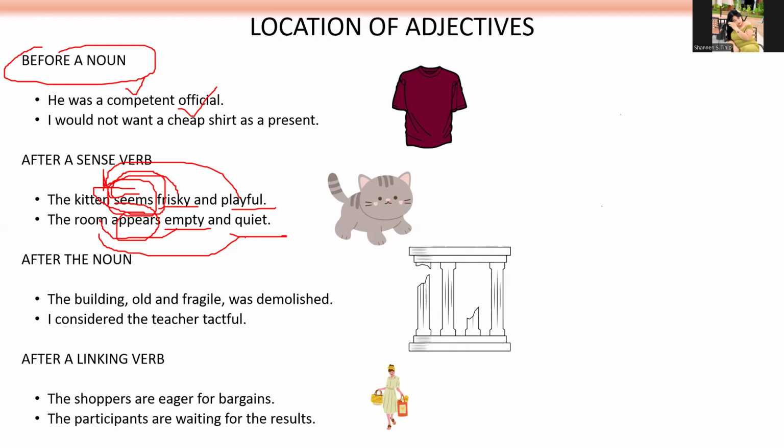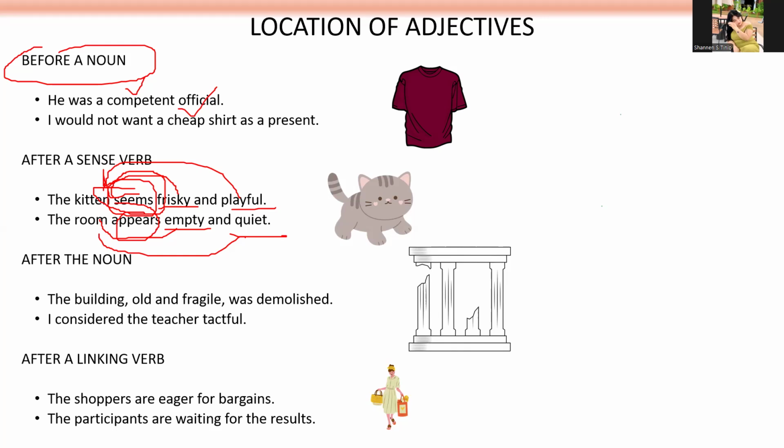The clear sky. The clear sky is beautiful. So dalawang adjectives ko doon. Clear tsaka beautiful. It's just that yung location lang nag-iiba. Okay? The sky looks clear today. Ang sense verb na ginamit natin ay looks.